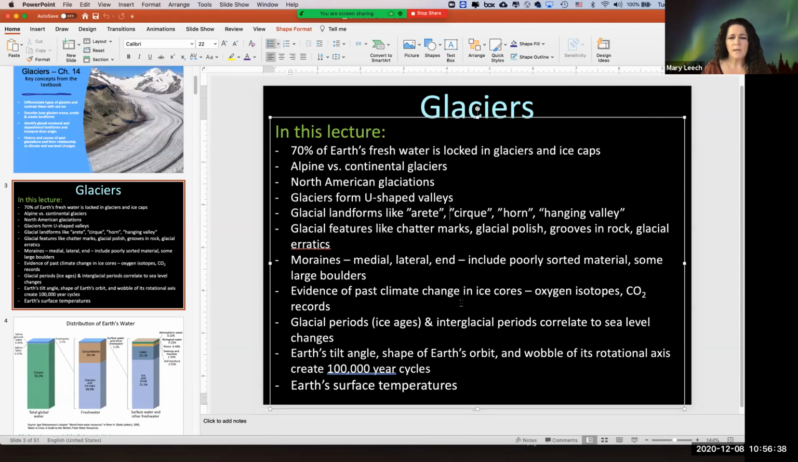We're going to look at some evidence of past climate change from ice cores, including oxygen isotopes and carbon dioxide records that are how we reconstruct past climate.